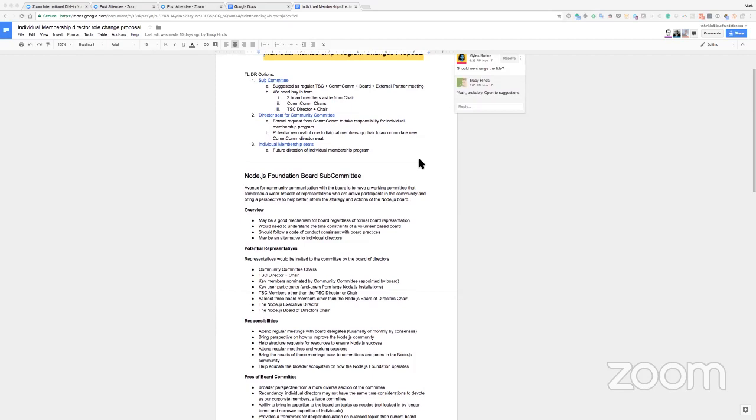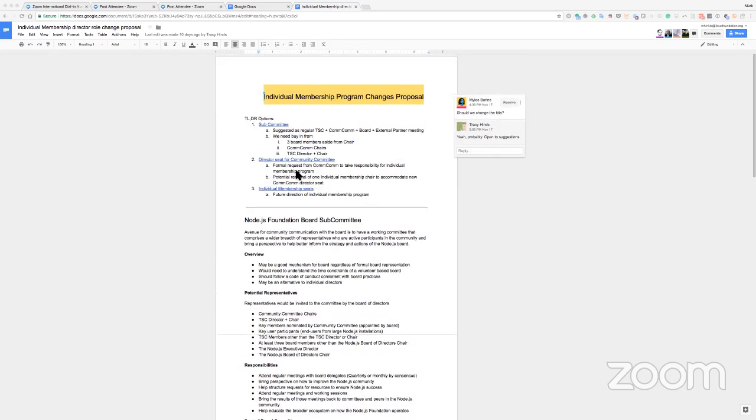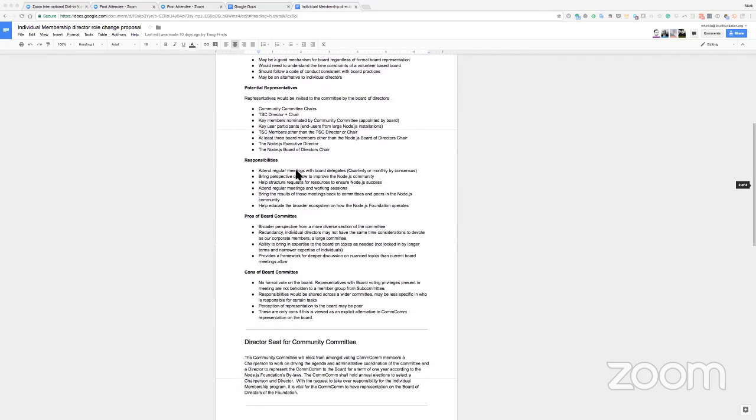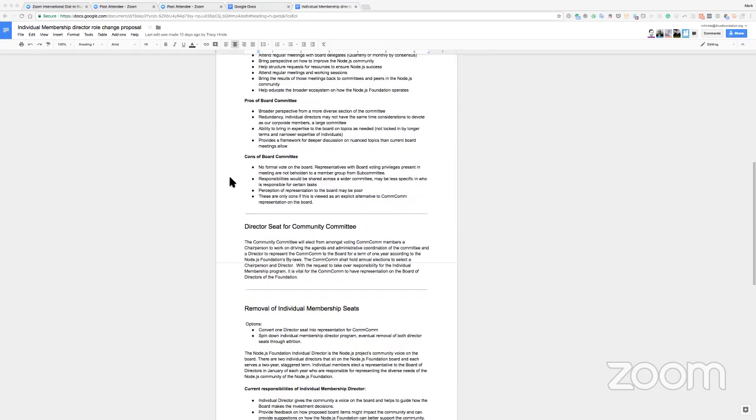So, all right. So we were going to start with, well, this is a little bit off the agenda, talk about the director seat for the community committee. Did you want to bring that up, Rachel or Tierney? Yeah, sure. So are we going off of the agenda or off of the doc? Let's start with the director seat for the community committee, and then we'll go to the board subcommittee second. Okay, awesome. Yeah, so I'll be taking this over.